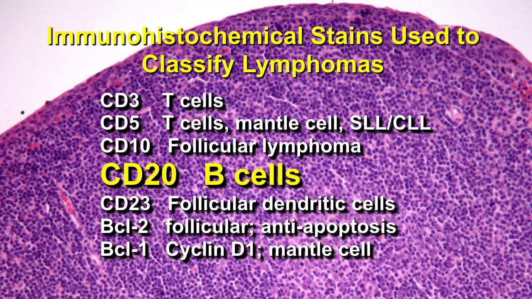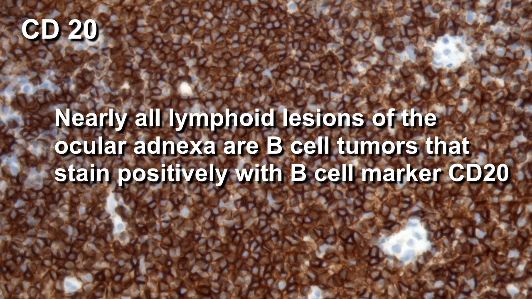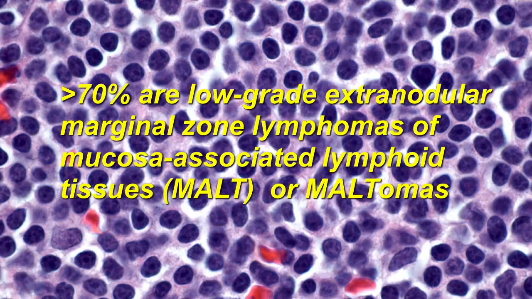Immunohistochemical stains that typically are performed on lymphoid lesions include B-cell markers CD20, T-cell markers CD3 and CD5, follicular lymphoma marker CD10, and CD21, CD23, BCL2, and BCL1 or cyclin D1. Almost all lymphoid neoplasms of the conjunctiva and ocular adnexa are B-cell tumors that stain positively with CD20. A large percentage of ocular adnexal lymphoid lesions are extranodal marginal zone lymphomas of mucosa-associated lymphoid tissue, or MALT lymphomas.